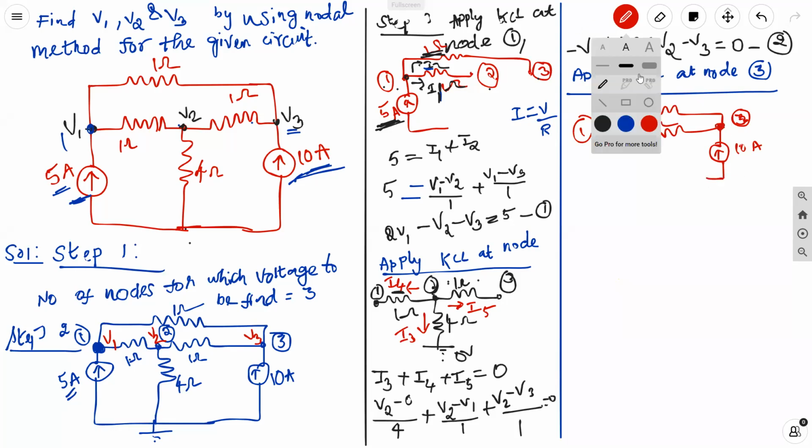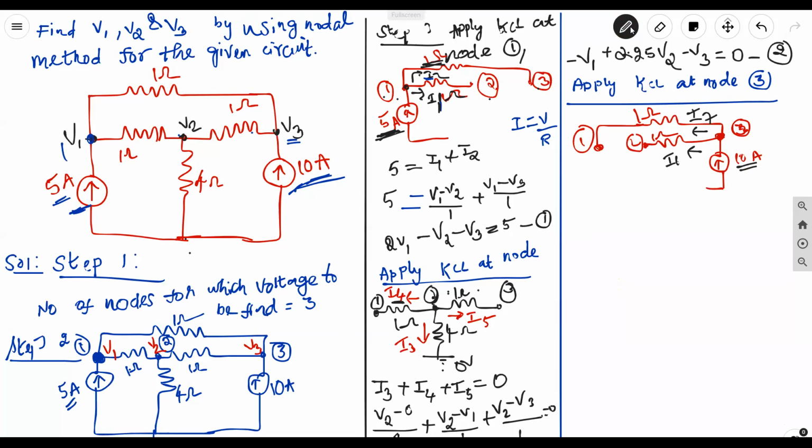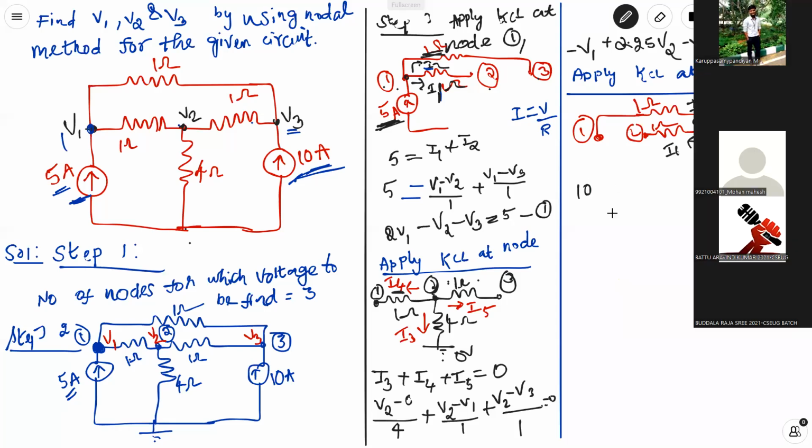Now let us apply Kirchhoff's current law. This is directly a current source, so we can directly take it as an incoming current. Just look at the direction, it is incoming current. For the remaining 2 elements, I'll assume outgoing currents. Let us choose this as I6 current and this as I7 current, because we have already taken up to I5. Now as per KCL, incoming current equals outgoing current. Incoming current is 10 ampere, just look at the direction.